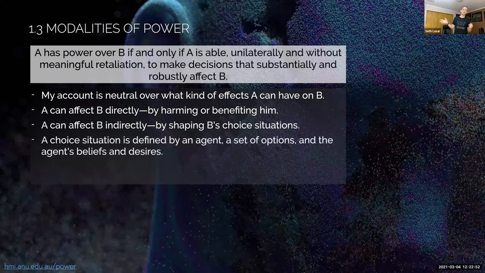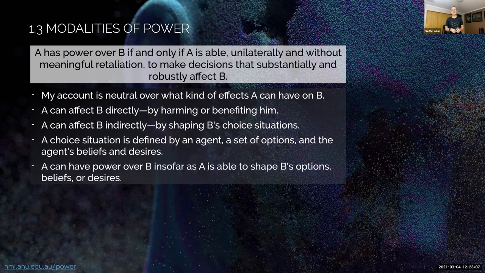I mean an agent who has a set of options and a set of beliefs and desires, and then acts within that choice situation in order to fulfill their desires given their beliefs. I'm assuming a broadly rational choice account of choice. And you can have power over someone insofar as you can affect each of those elements. You can shape their options, their beliefs, and their desires.